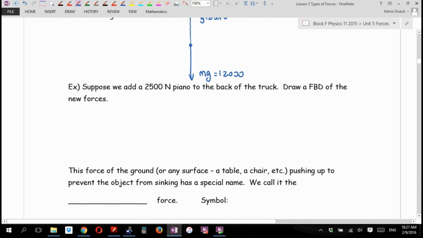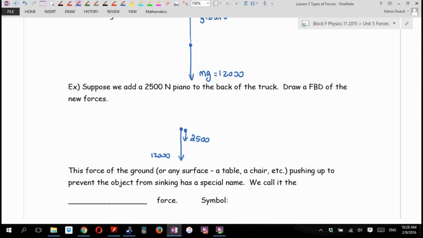Suppose we add a 2,500 Newton piano to the back of the truck. Okay. What are the forces acting on this truck? Get the obvious one. And I'm just going to label it with a 12,000. What else? What's changed in this question? Piano. Which way does the piano push on the truck? Down? I'll move it off to the side a little bit so that my arrows don't overlap.